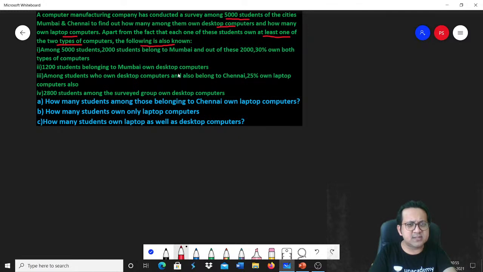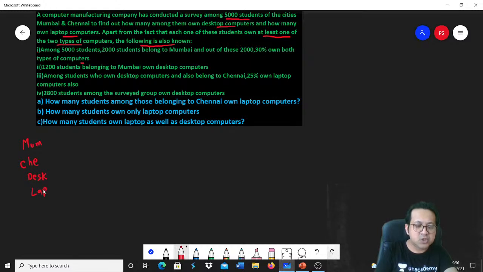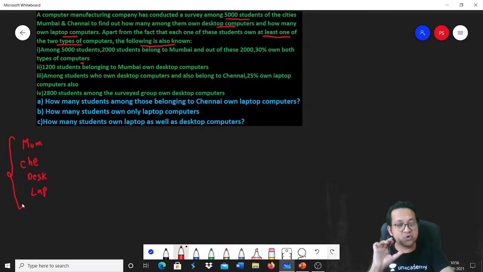Among 5,000 students, 2,000 students belong to Mumbai, and out of these 2,000, 30% own both types of computers. So if you have a look, there are 4 variables. What are the 4 variables? First variable is Mumbai. Second variable is Chennai. Third variable is desktop. Fourth variable is laptop. These are the four numbers you got to identify.